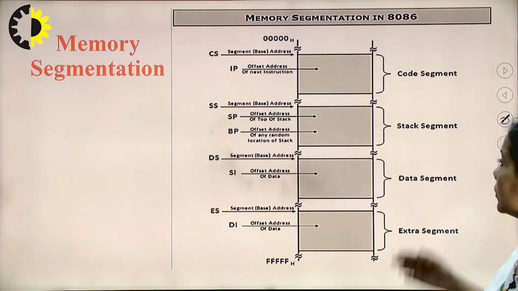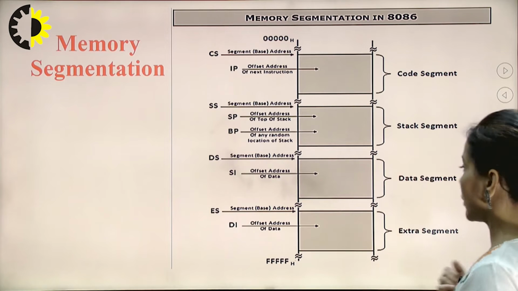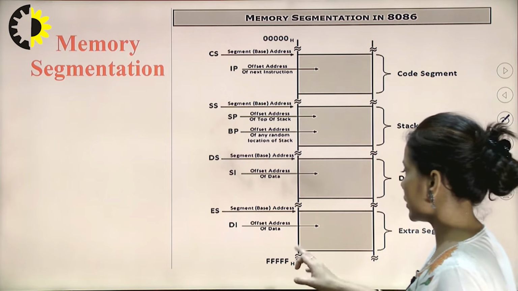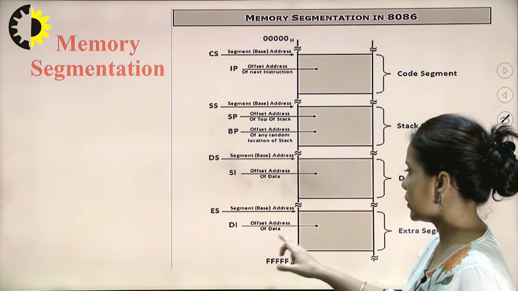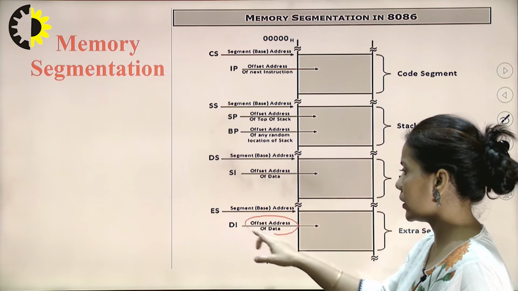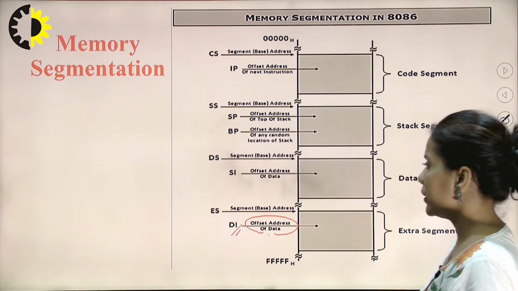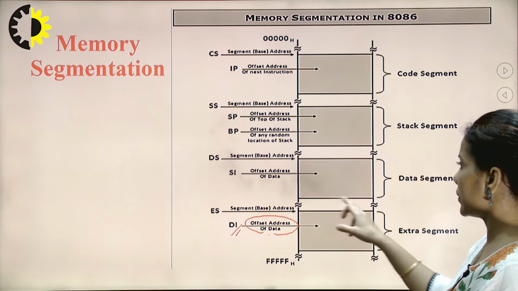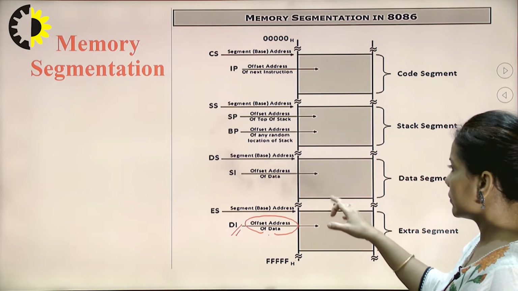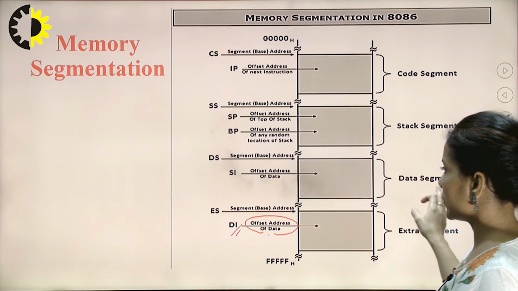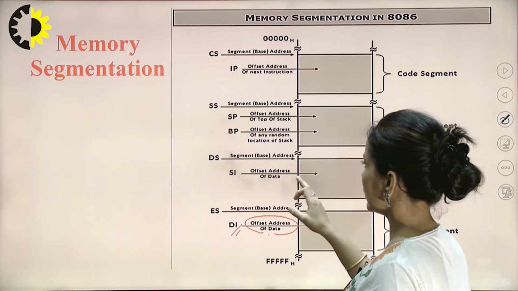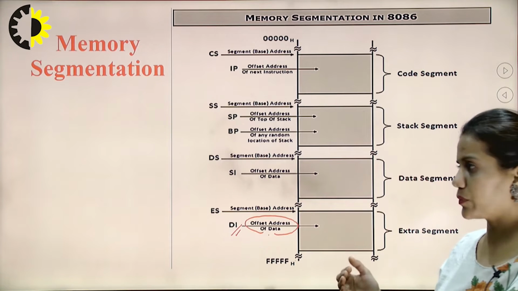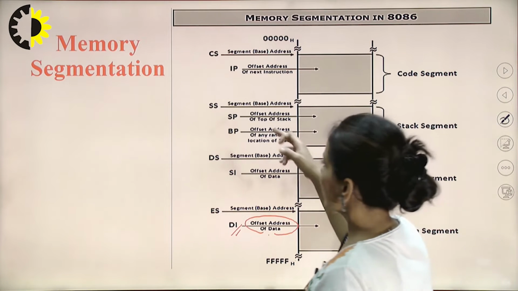So, this is the whole figure which is explaining the memory segmentation. Suppose this is the extra segment, and it is starting from this memory location. Here the offset address of data is held by the DI. This is the segment register, and this is the data segment. Again, the DS is storing the address of the segment, that is the data segment.